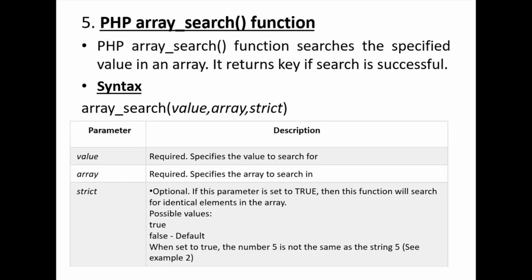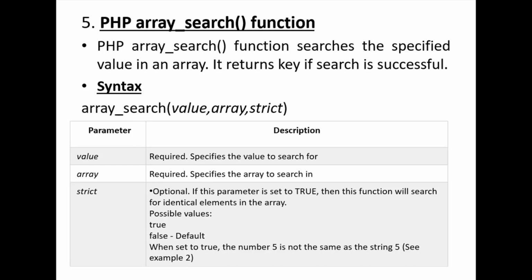So array_search(value, array, strict). Value is a required field, which specifies the value to search for. Array is a required field, which specifies the array to search in. The optional part is strict. If this parameter is set to true, then this function will search for identical elements in the array. The possible values are true and false. False is the default.